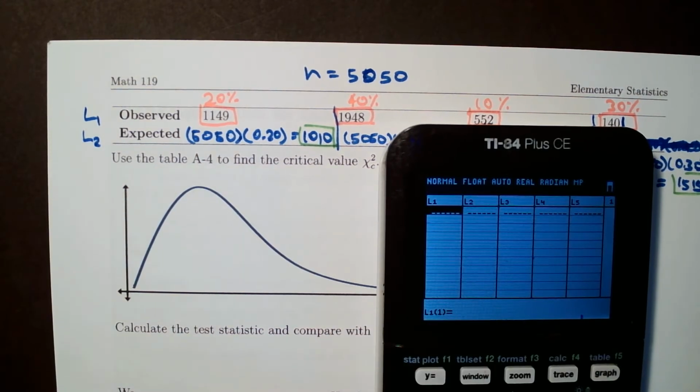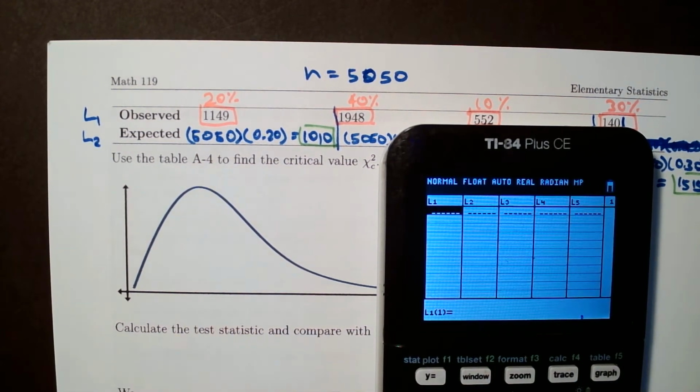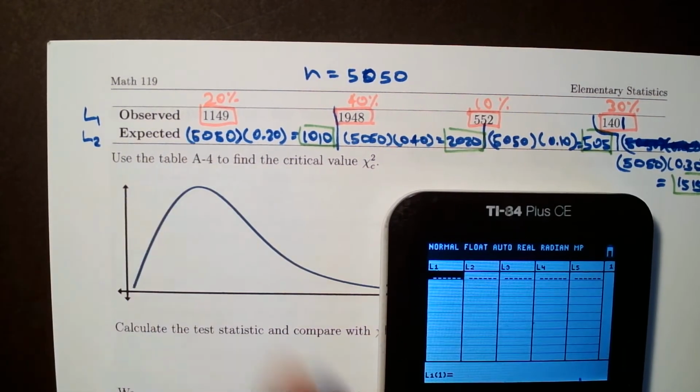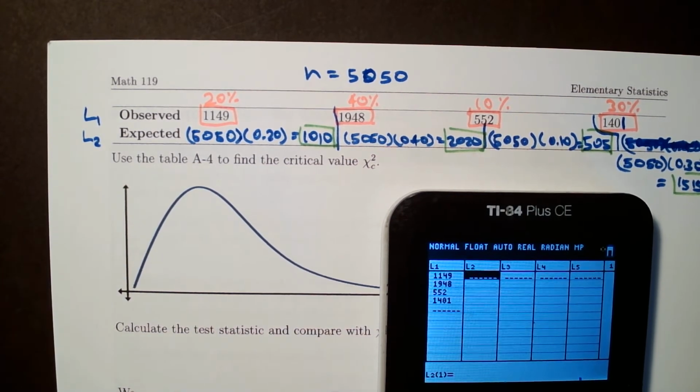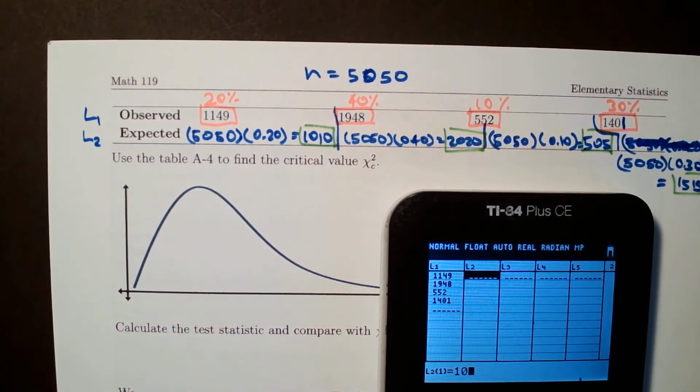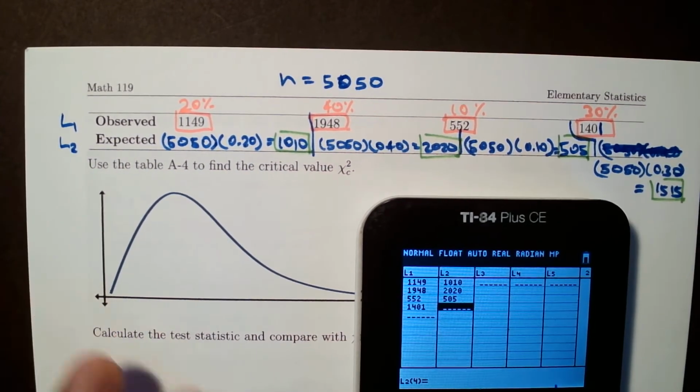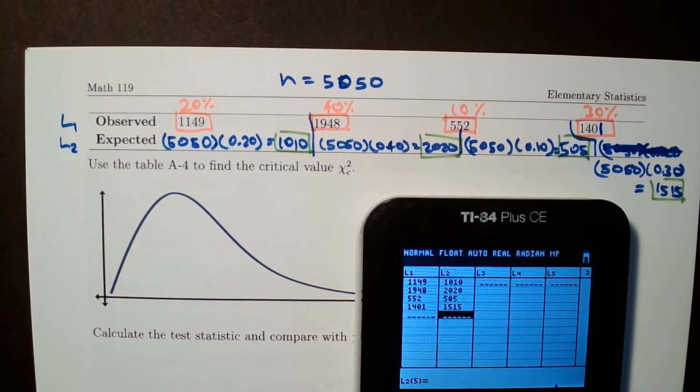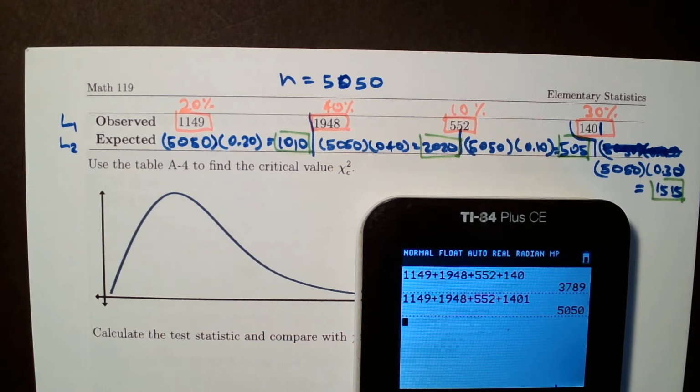So L1 will contain the observed values 1149, 1948, 552, 1401. L2 will contain the numbers we boxed in green: 1010, 2020, 505 and 1515. Okay, so I'm going to quit and then I'm going to do the test in a minute.